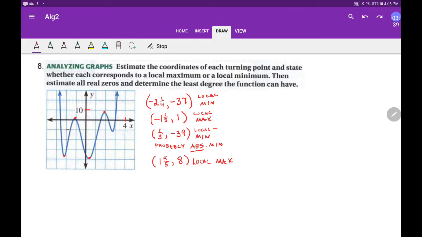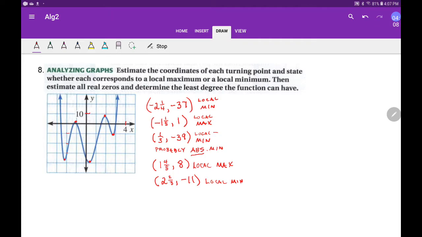So there's no absolute maximum on this one. Over here, it looks to me like 2 2/3, and it's a little bit more than negative 10, so I'm going to say negative 11. And this is a local minimum. Sorry for writing local every time, but when I'm talking about minimums and maximums, I'm usually talking about local instead of overall absolute. So we have 1, 2, 3, 4, 5 turning points. That's a lot, right? 5 turning points.